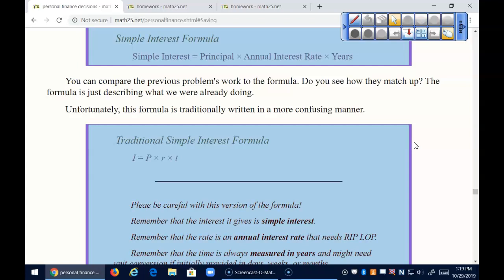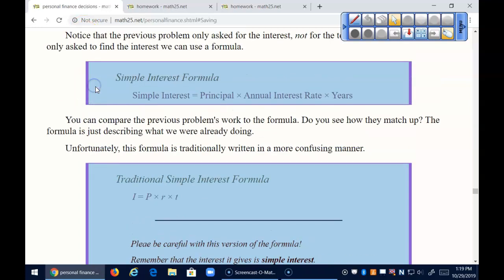The time measured in years, that's the tricky part. So if it was 6 months, this would be 0.5, you're at half a year. If it was 18 months, this would be 1.5, you're at 1.5 years, and so on. So if you haven't memorized I equals P times R times T, this is a little less of a trap because it actually says years in the formula. So you don't have to remember that the T is always years.